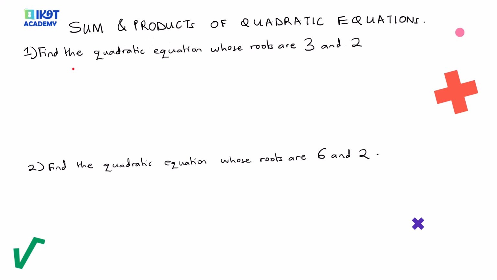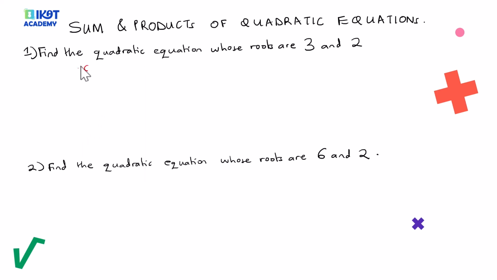So how do we find this? Meaning if they're telling us that the roots are 3 and 2, they're asking us to find the quadratic equation whose roots are 3 and 2. So we say that roots of a quadratic equation are the values that solve that quadratic equation. So now, for this case, they're telling us that the roots are 3 and 2, and they want us to find the quadratic equation.